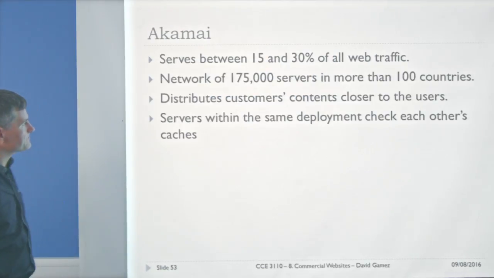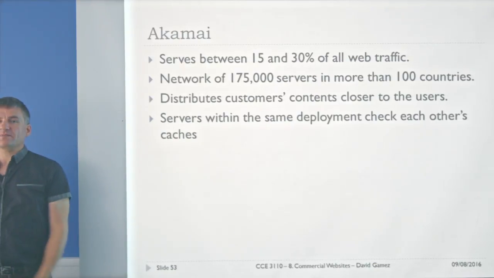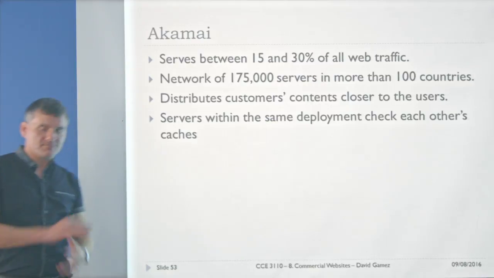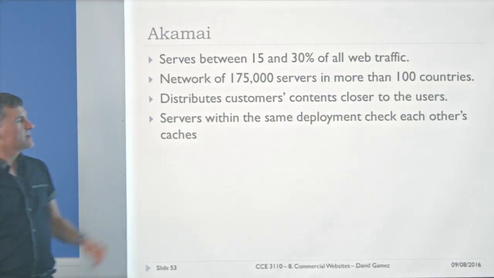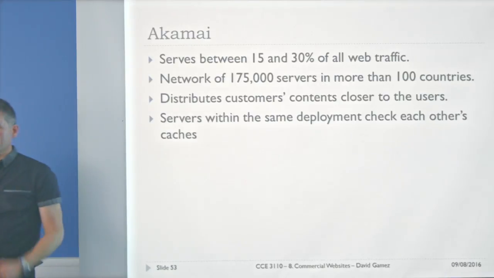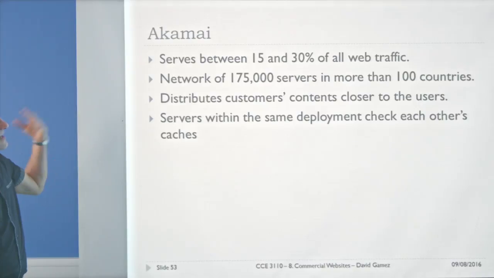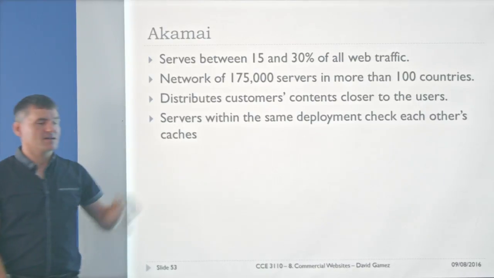So Akamai, it's big. It's like 15 to 30% of all web traffic. That's just an enormous amount of traffic it handles. It's a network of 175,000 servers, more than 100 countries. So this can deliver content on a really vast scale, right? And it works by distributing the customer's content closer to the users.